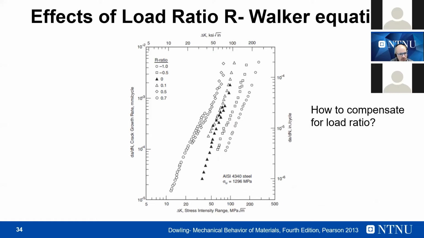So if you have a load ratio that is greater than 0, the Paris curve that you have, for example, at R = -1 is shifting on the left side of your diagram, and the fatigue life is compromised a lot by the presence of a positive mean stress.